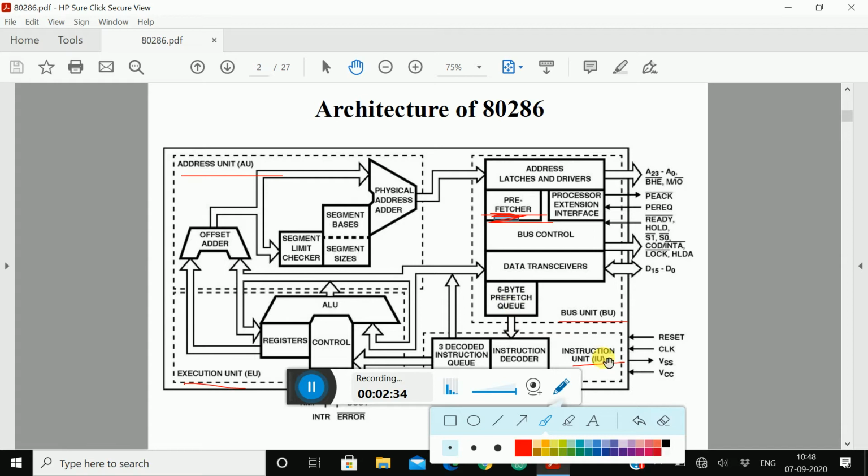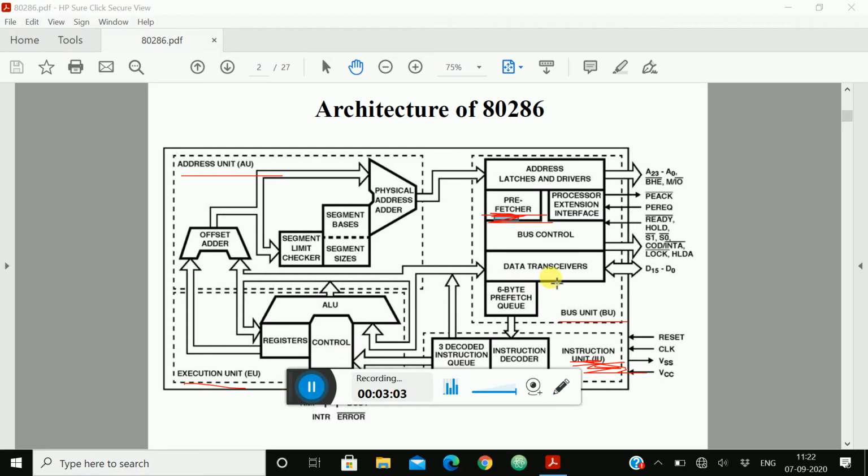Now we'll move to the instruction unit and see its function. It decodes the prefetched instructions. It decodes up to 3 prefetched instructions and places them in a queue for further execution by the execution unit.